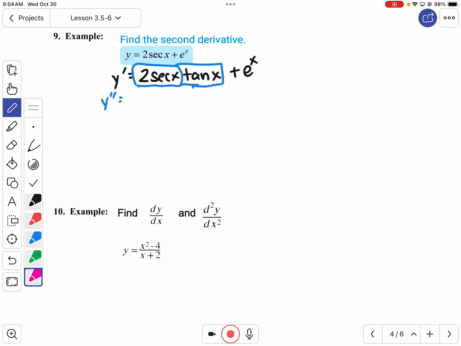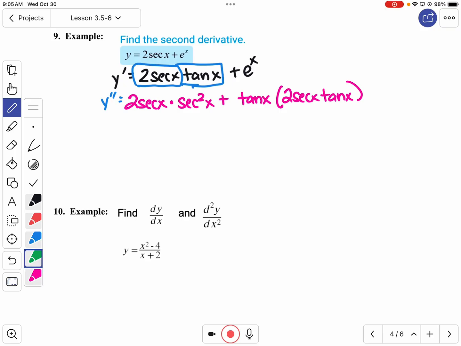So here we go. First times derivative of the second, plus second times derivative of the first, which would be 2 secant tan. Then derivative of e to the x tacked on at the end.